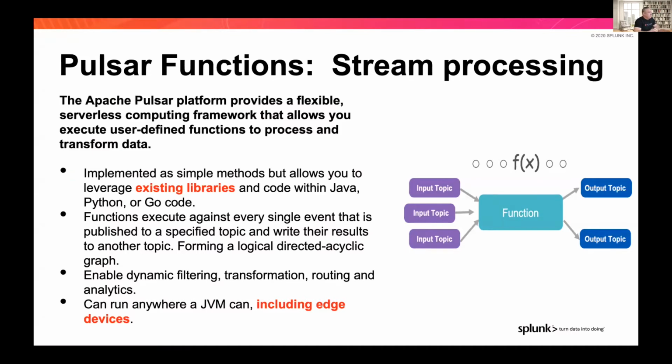They enable different actions like dynamic filtering, transformation of data, dynamic routing of data, and also some analytics as well. And they can run anywhere a JVM can, which includes the edge devices, which I alluded to earlier, would be in those IoT gateway devices. So very, very powerful processing out on the edge.